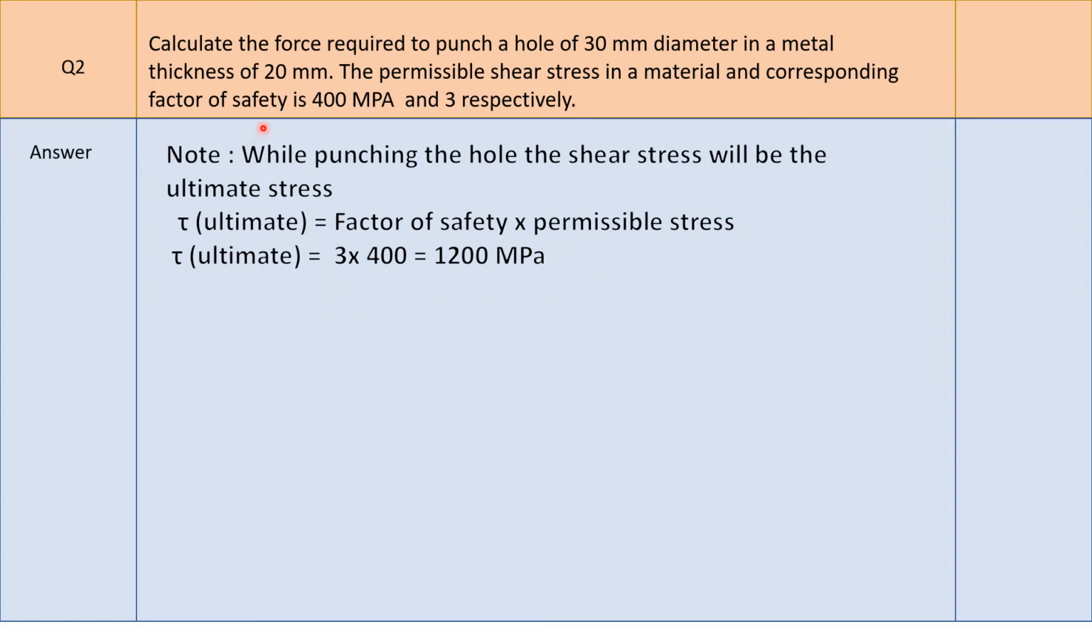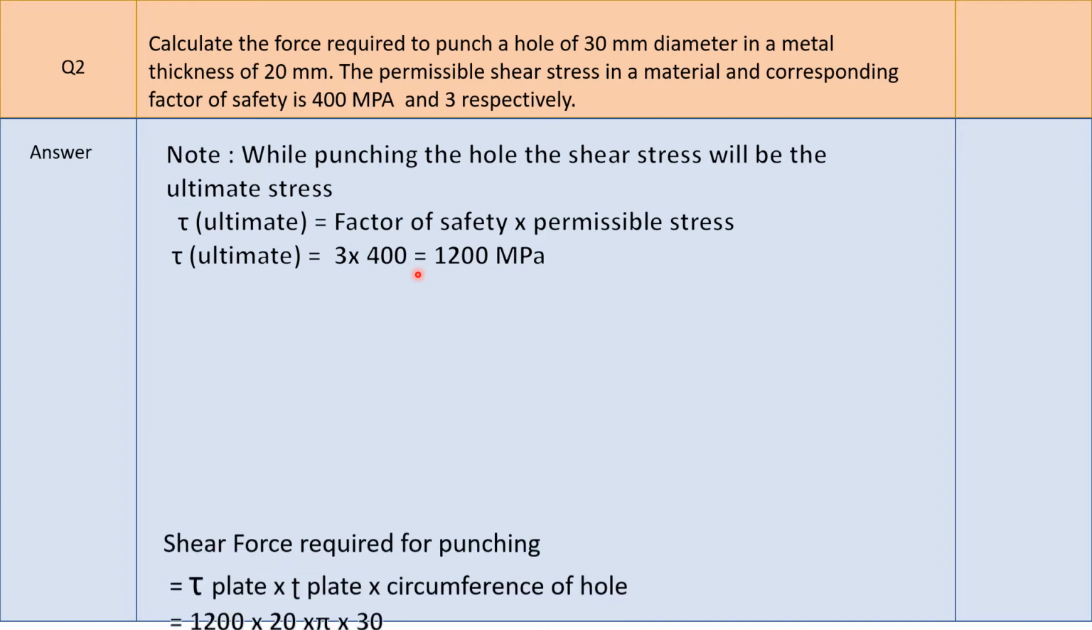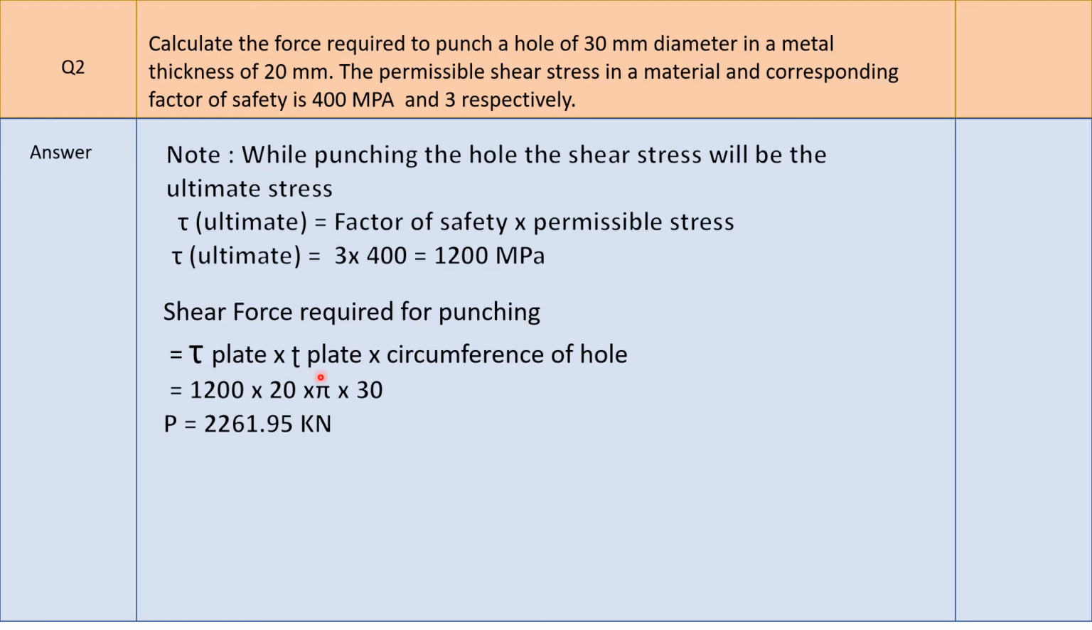So sigma ultimate will be factor of safety into permissible stress. 400 is the permissible stress, factor of safety is 3. So 3 into 400 will give us 1200 megapascal. And this is the maximum stress, and that we will take as the shear stress in the punch. Now the shear force required for punching will be tau of the plate into thickness of the plate into circumference of the hole. Now tau of the plate we have to take as 1200. This is a very important step. Here we cannot take it as 400 because it is a permissible stress and not the ultimate stress.